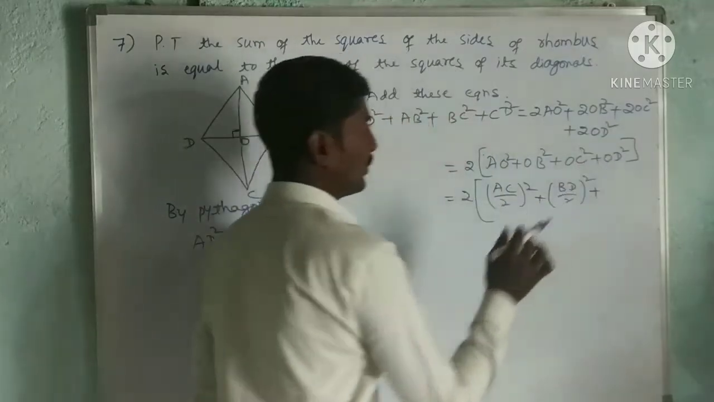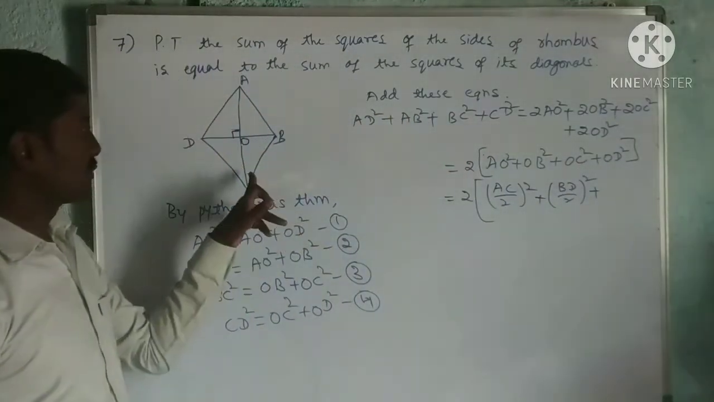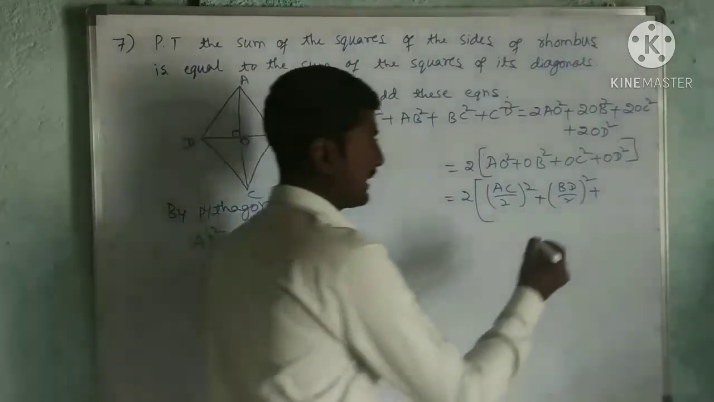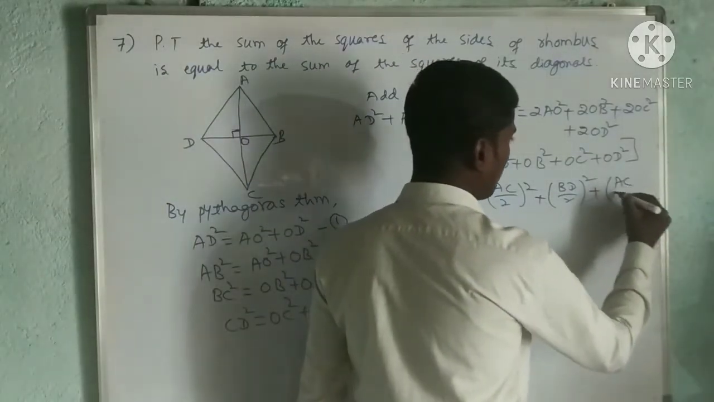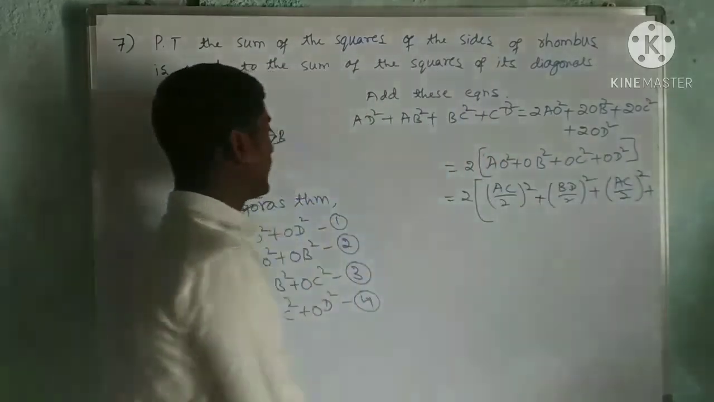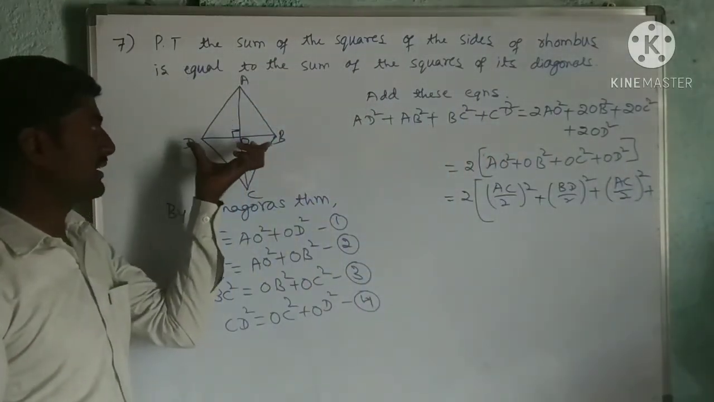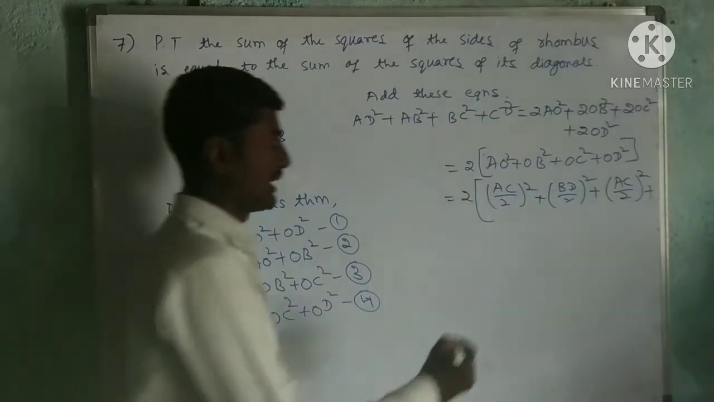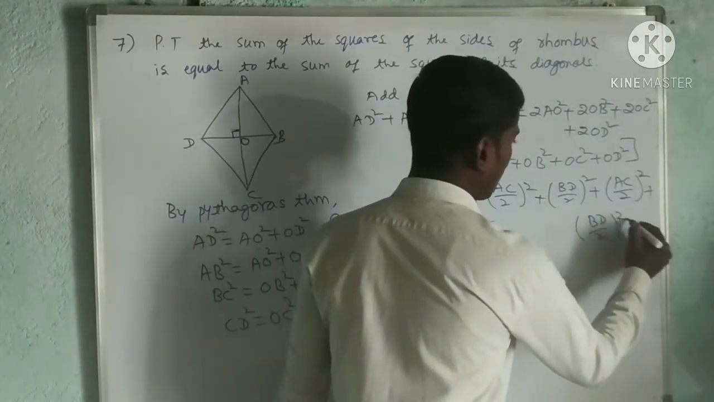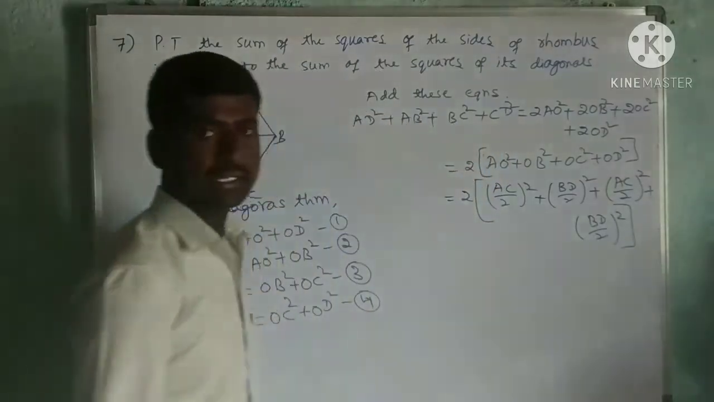Plus then OC square is there. This OC can be written as AC divided by 2 again, AC divided by 2 whole square, plus then OD square. In place of OD I can write BD divided by 2 whole square. Complete the square bracket.